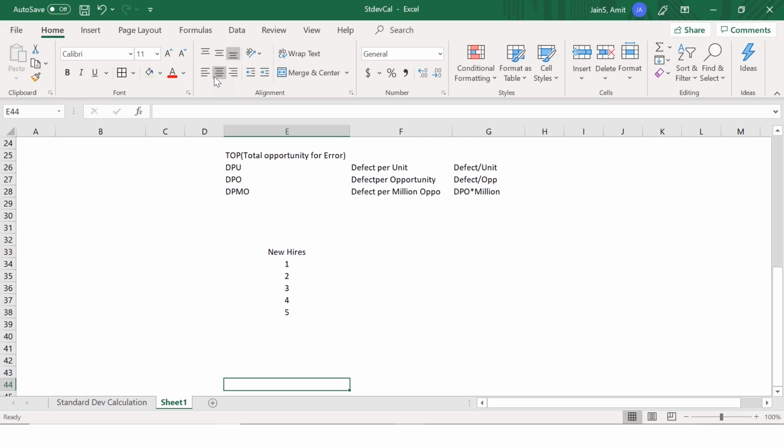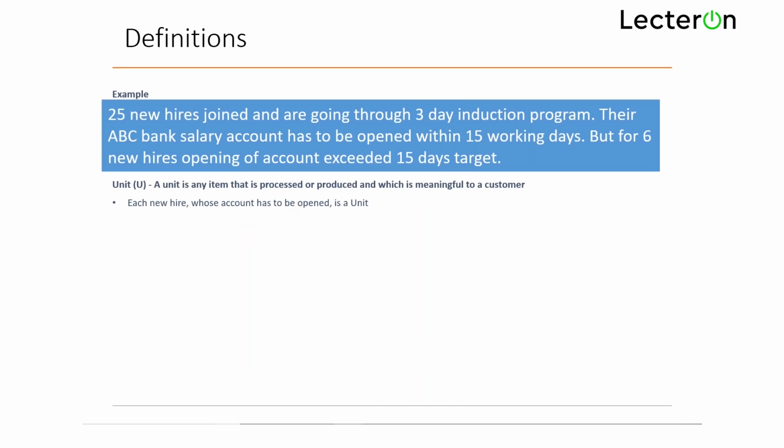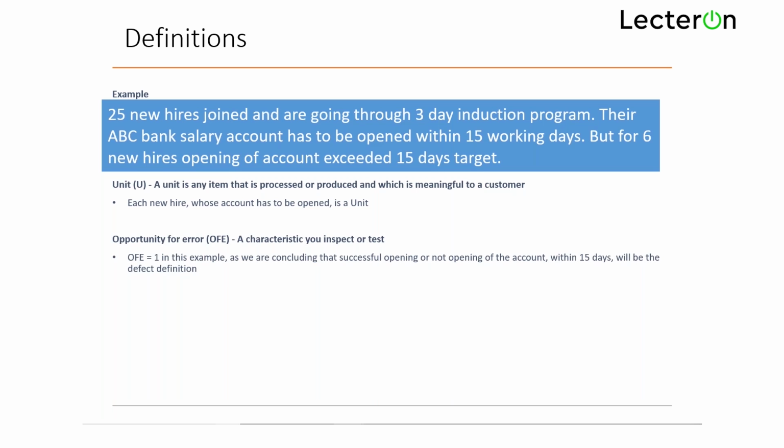You with me? Am I able to explain? Okay. So I'll go back to this. So how many opportunities for error per unit are there in this example? For every unit, there's only one opportunity for error. Right. So whether it's successful, yeah, it's going to be successful or not successful. Okay. There cannot be any other option.